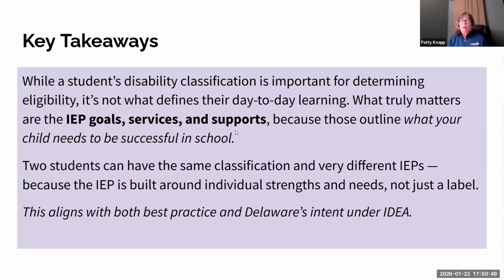More key takeaways are while the student's disability classification is important for determining eligibility, it's not what defines their day-to-day learning. What truly matters are the IEP goals, services, and supports, because those are what outline what your child needs to be successful in school. Two students can have that same classification and very different IEPs because the IEP is built around individual strengths and needs, not just a label in their classification. So this aligns with both best practice and Delaware's intent under IDEA.